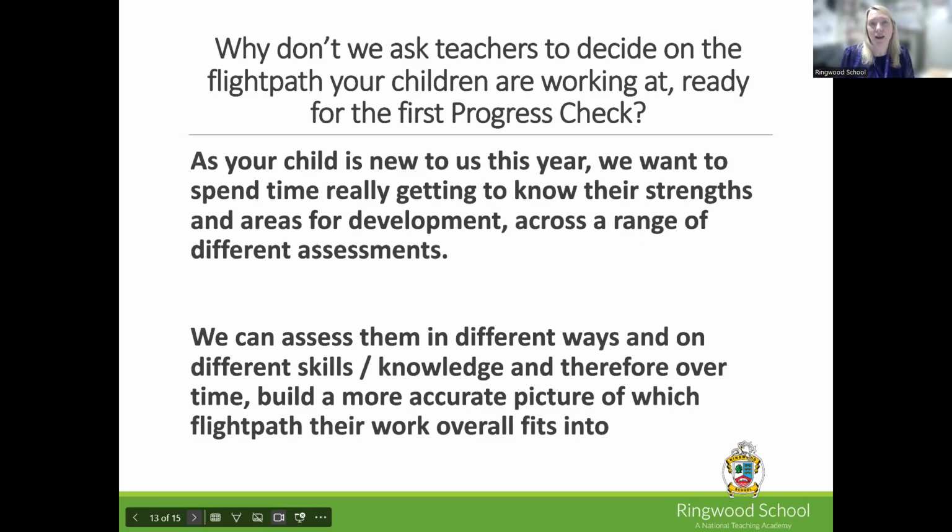A question that you might well have in your head now is, why don't we ask teachers to decide on the flight path your children are working at for the first progress check? We've obviously got the targets. We're going to give you that judgment further on down in Year 7. But because your child is new to us as a school this year, no teachers have ever taught them prior to the ones that have them in September. We really want to spend time getting to know their strengths and their areas for development across a range of different assessments. Waiting another couple of months means we have a chance to assess them in different ways and on different skills and knowledge, and therefore build a more accurate, more robust picture of the flight path that overall your child is working at.